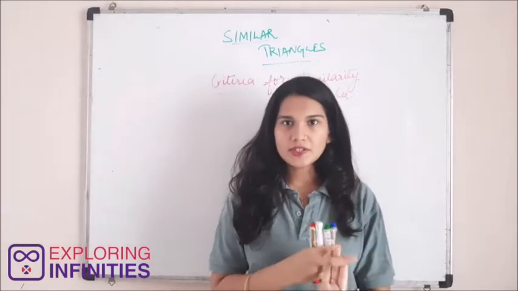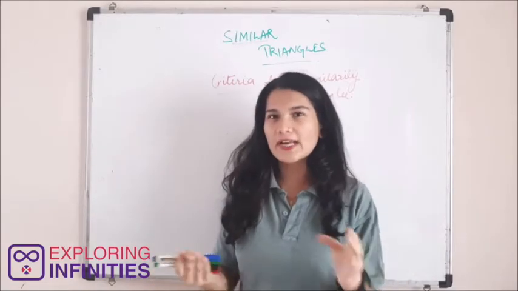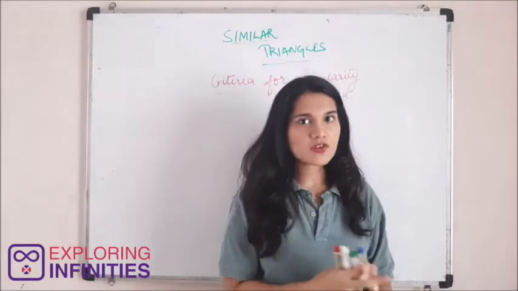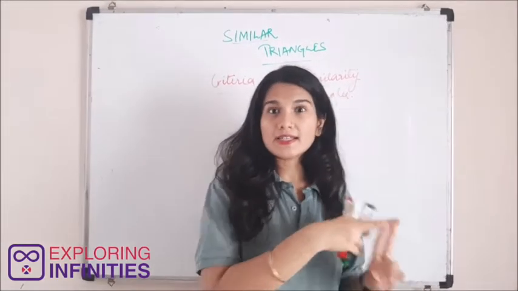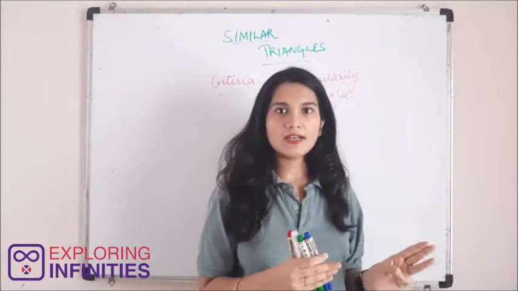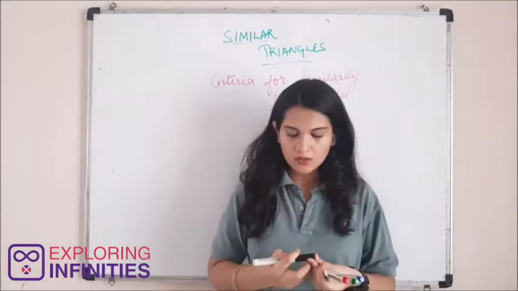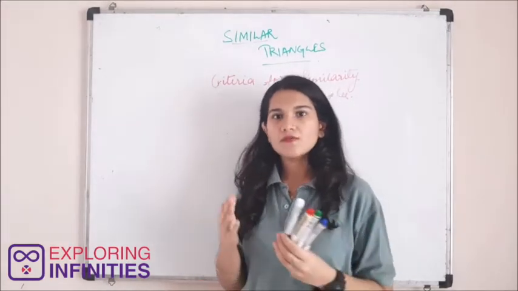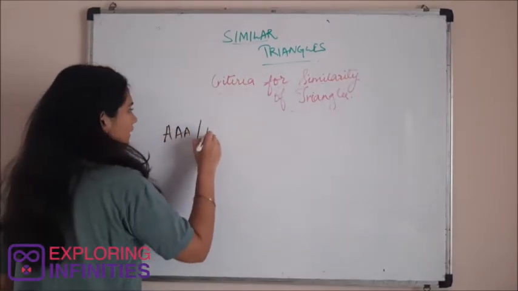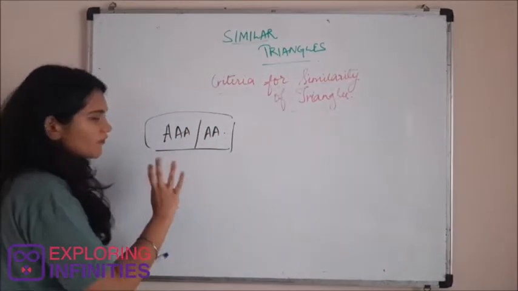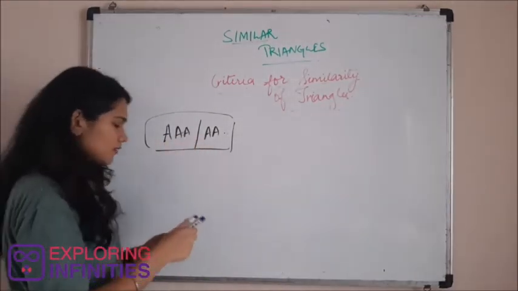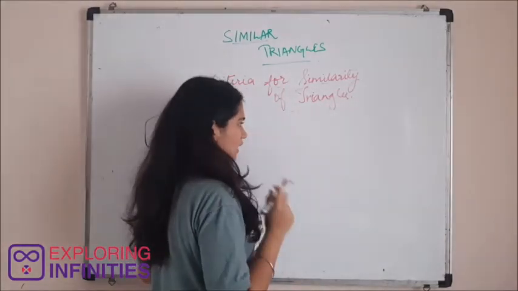Now there are three criteria, or you can say four criteria. We'll talk about that. First is the angle criteria for similarity of triangles. Then is the side or SSS criteria, and then is the SAS or side angle side similarity criteria. So we'll get started with the first criteria, which is the AAA or AA criteria. Before getting into anything else, I'll first explain why these two are the same. Before that, I'll construct two triangles.